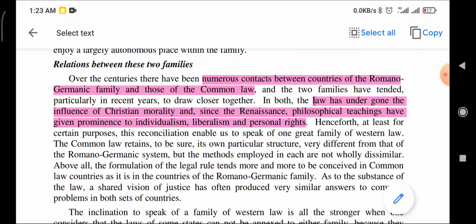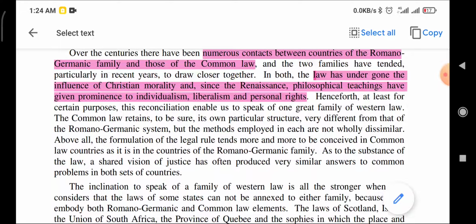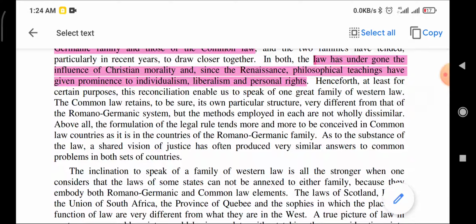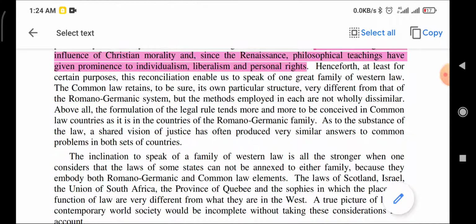Above all, the formulation of the legal rules tends more and more to be conceived in the same way in common law countries as it is in the countries of the Roman Germanic family. As to the substance of the law, a shared vision of justice has often produced very similar answers to the common problems in both sets of countries. The inclination to speak of a family of Western law is all the stronger when one considers that the laws of some states cannot be annexed to either family because they embody both Roman Germanic and common law elements.